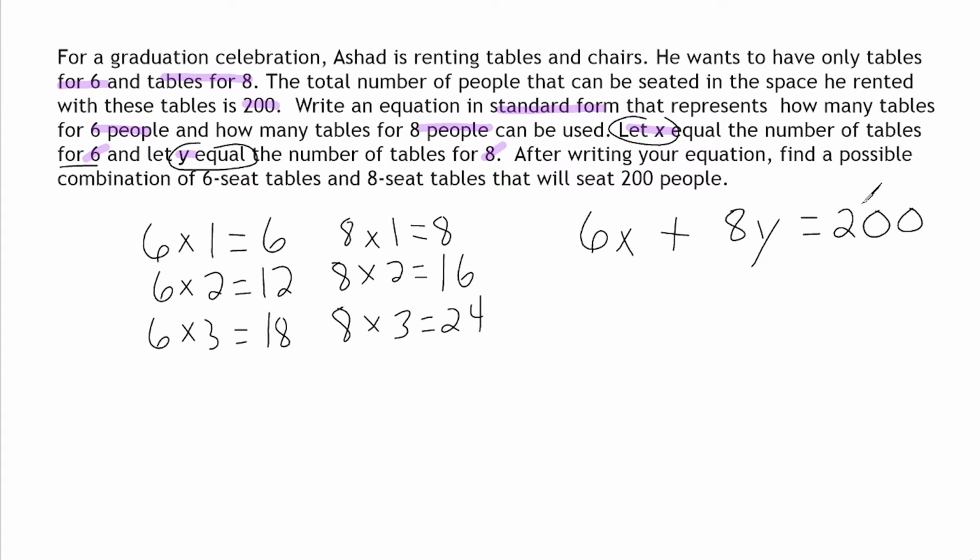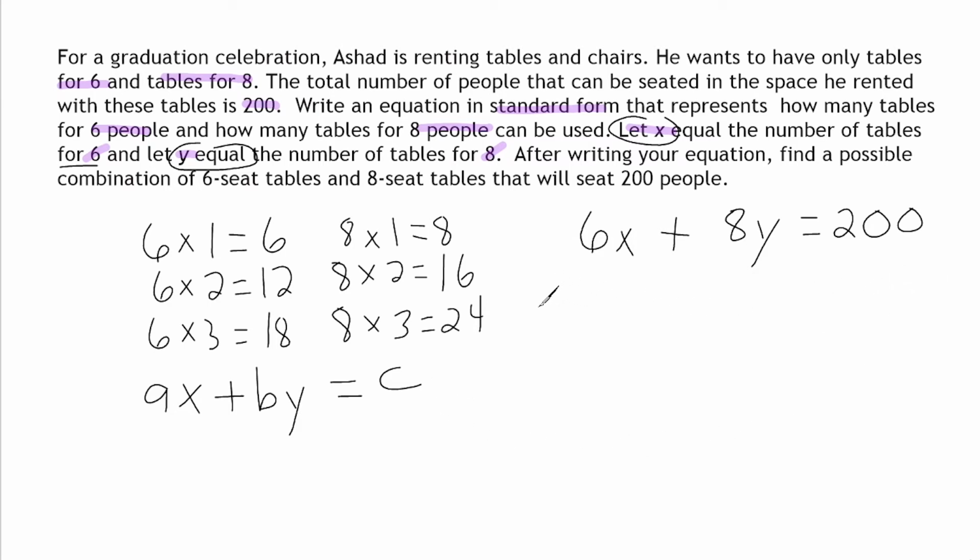So this is our equation right here, 6x plus 8y equals 200. And this equation is actually in standard form. Standard form is considered ax plus by equals c. And the a, b, and c represent 3 different values. A is the coefficient of x, which is 6 in this case. B is the coefficient of y, which is the 8. And c is our total on the end, which is 200.